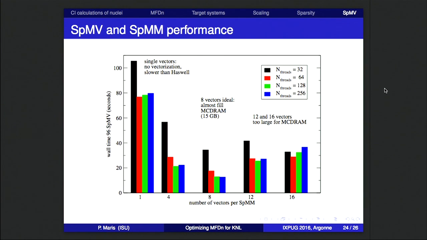This is all time, all what I show. And that's because my vectors get too large. If I go from 8 to 12 or 16 vectors, that would be 30 gigabytes. So half of this is coming out of DDR again. So that's why this goes bad.